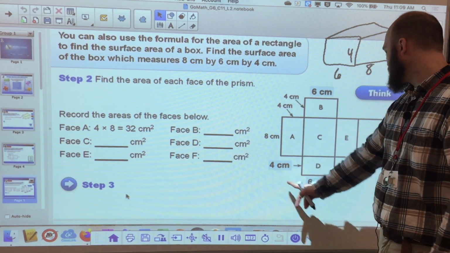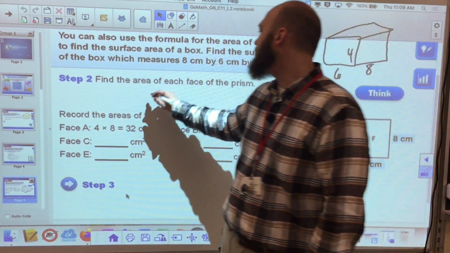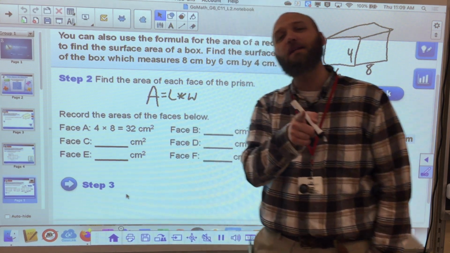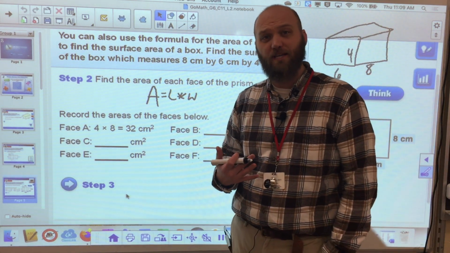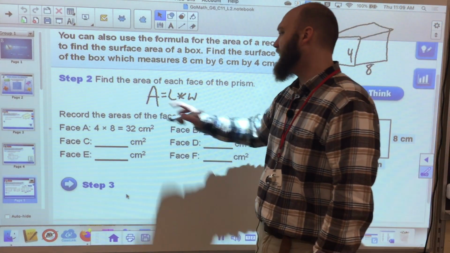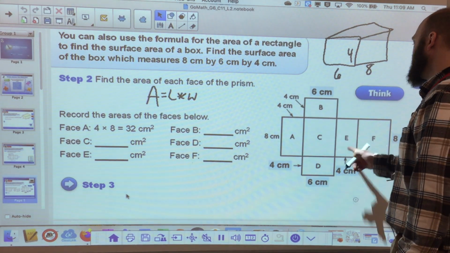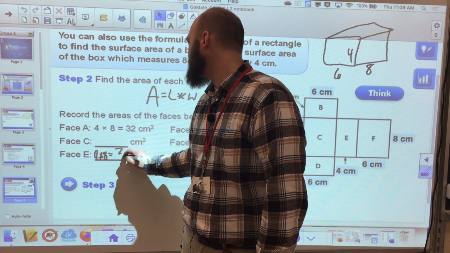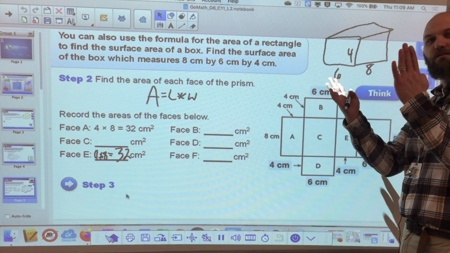Okay? From there, I can take it apart, and I can make my net, and it would look something like this. We'll label all of our different sides. And I take it one section at a time. The formula is going to be area equals length times width because I'm dealing in parallelograms. If I figure in triangles, I need to change my formula for those particular sides, right? So face A is 4 times 8. So if face A is 4 times 8, that also means that face E is 4 times 8, which equals 32. Because A and E are opposites.